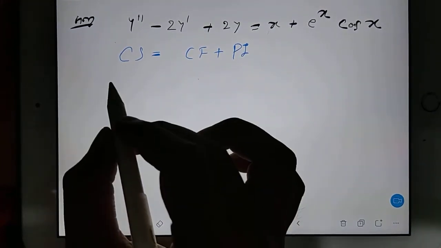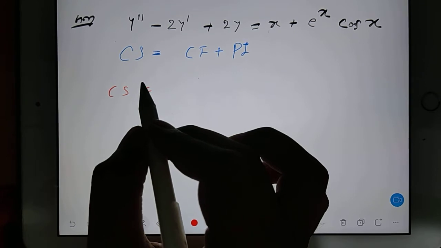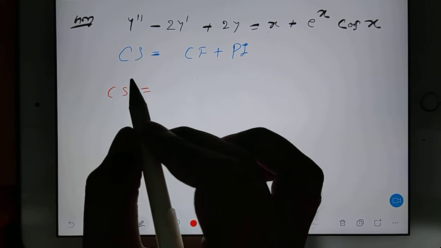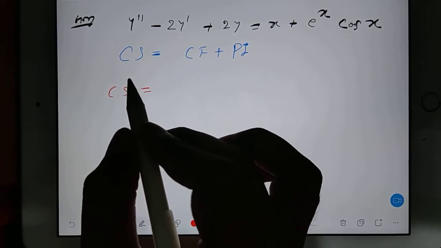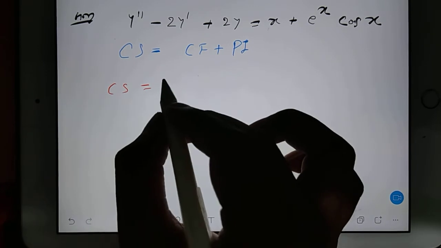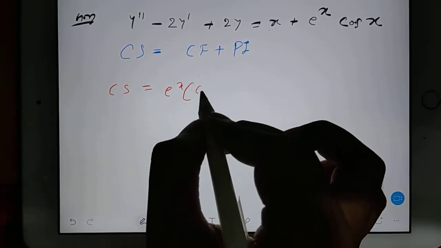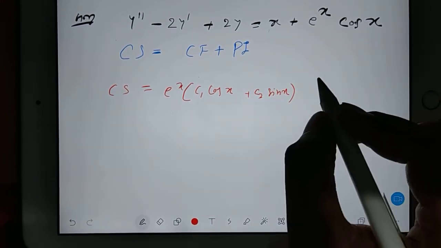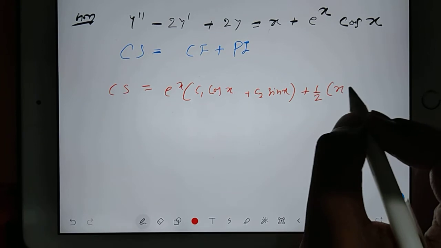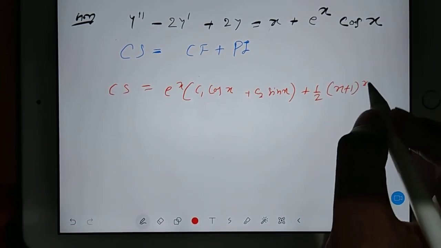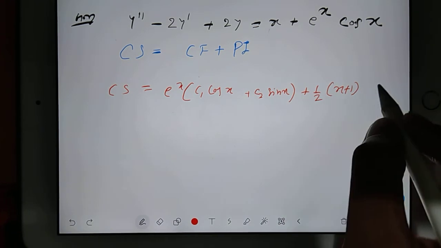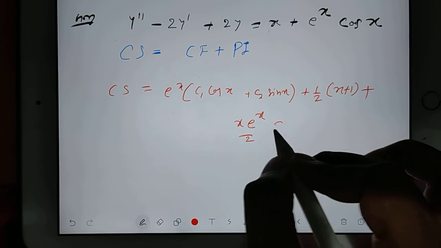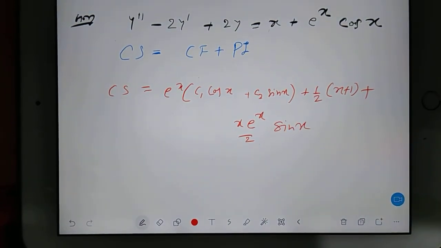You do your work, and your complete solution should be like, just a minute, let me see. Your complete solution will be e power x times (c1 cos x plus c2 sin x), plus 1 by 2 x plus 1, and then plus x e power x by 2 sin x. This question you try by yourself at home.